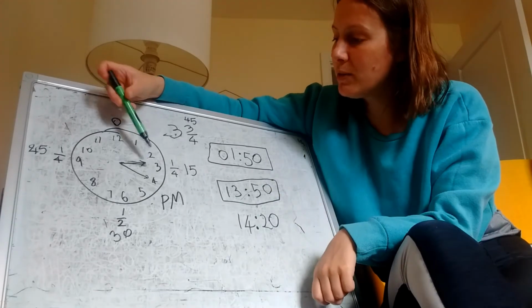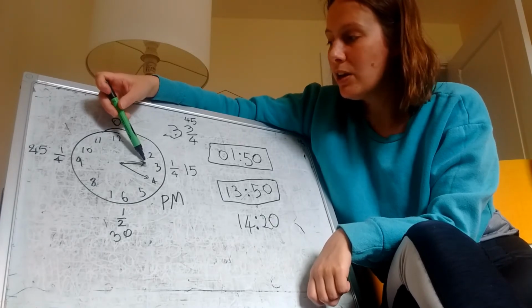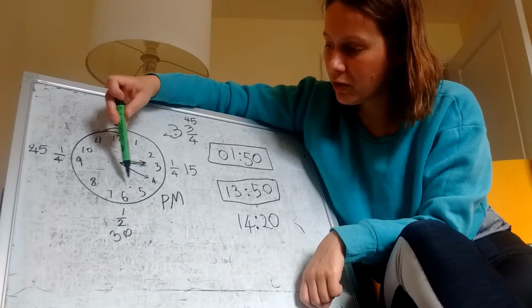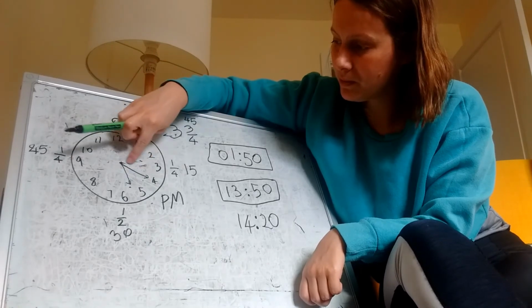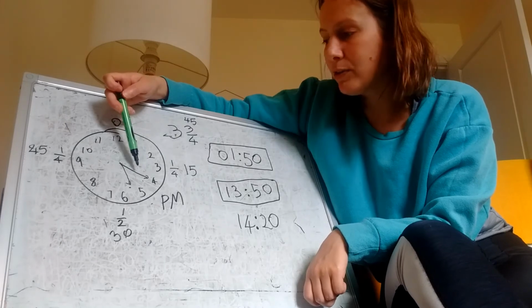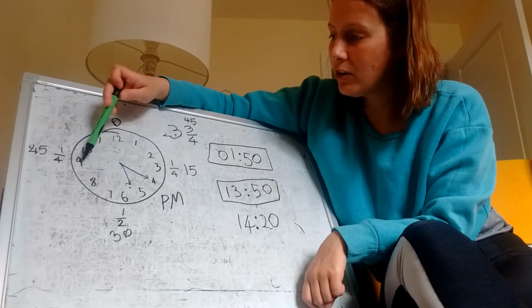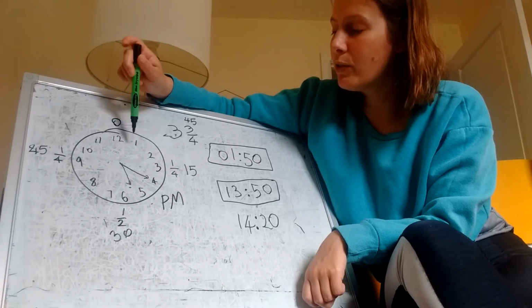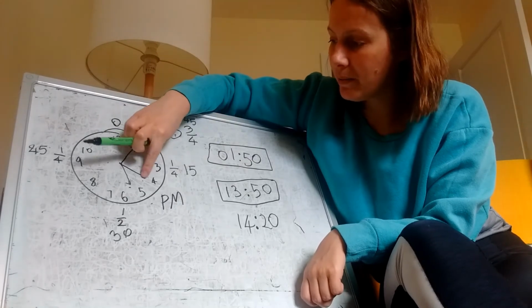So, at the moment, we've got our hour hand between 2 and 3. We need to move it on by 3. 1, 2, 3. So it's going to be somewhere between 5 and 6. And we need to move our minute hand on by 45 minutes. 5, 10, 15, 20, 25, 30, 35, 40, 45. So it's going to come over to here.